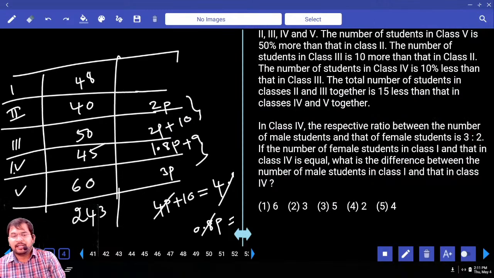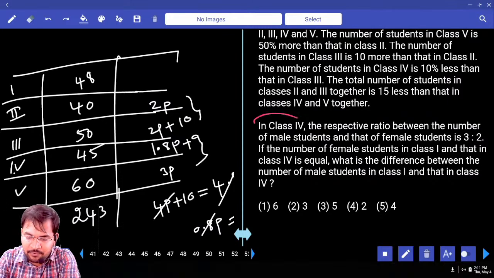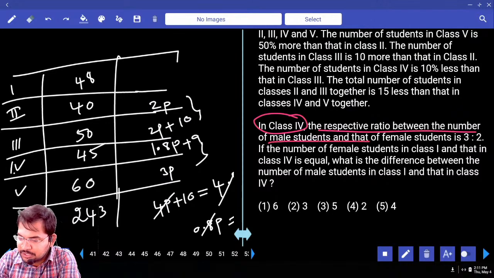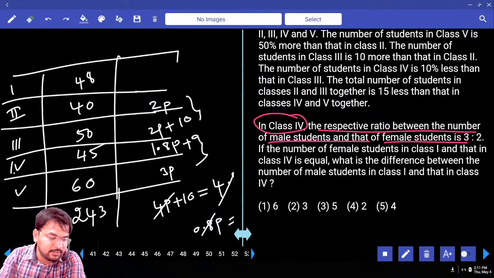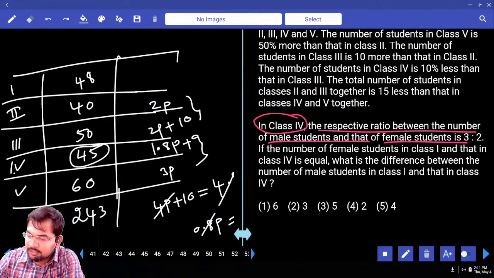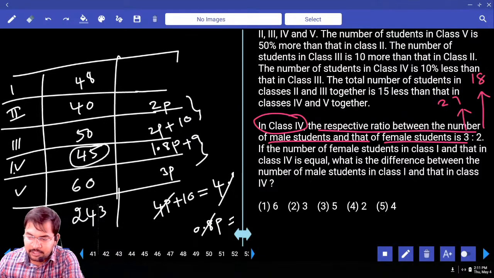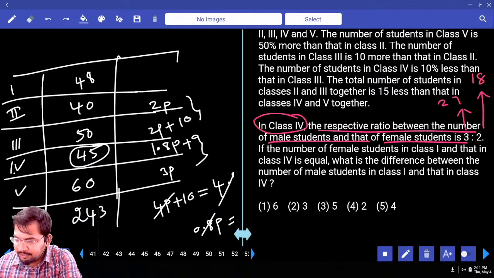Next, in class 4, the respective ratio between the number of male students and that of female students is 3:2. 3:2 is nothing but 5 parts, right? 5 parts is nothing but 45. Each part is 9. 3 parts is nothing but 27. 2 parts is nothing but 18. So 27 male are there, 18 female are there.